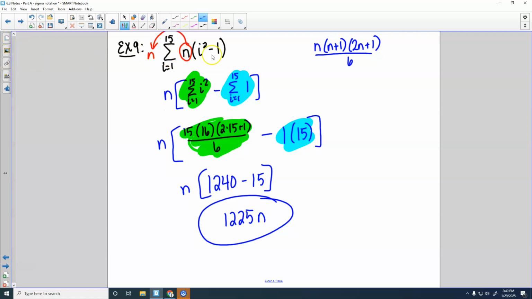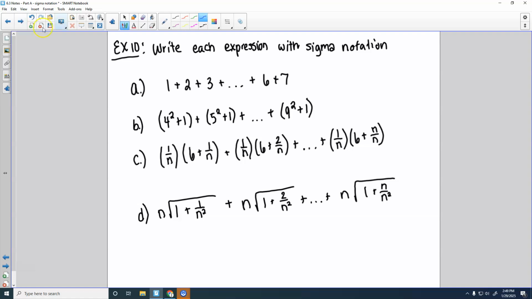Okay. Whenever you get to your homework, some of the first ones are going to be very small, very easy. You can calculate them out by hand. When you get to some of these that have a lot of squares and bigger numbers, I would like for you to try to use the shortcut rules for that. Okay. One of the last things you're going to be asked to do on your homework is to write the expression with sigma notation.